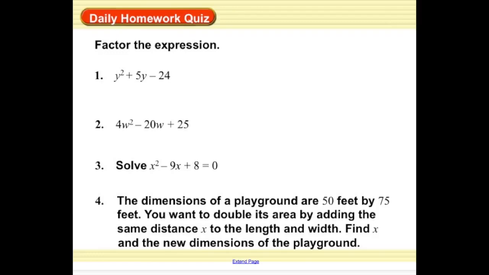Last thing you're going to want to do is your daily homework quiz. Don't forget to show all of your work. These are just factoring. If you can use any of the shortcuts, like the difference of two squares or perfect square trinomial, please do so. You do not have to do number 4 because that has to do with example number 4, which we're going to cover next class.